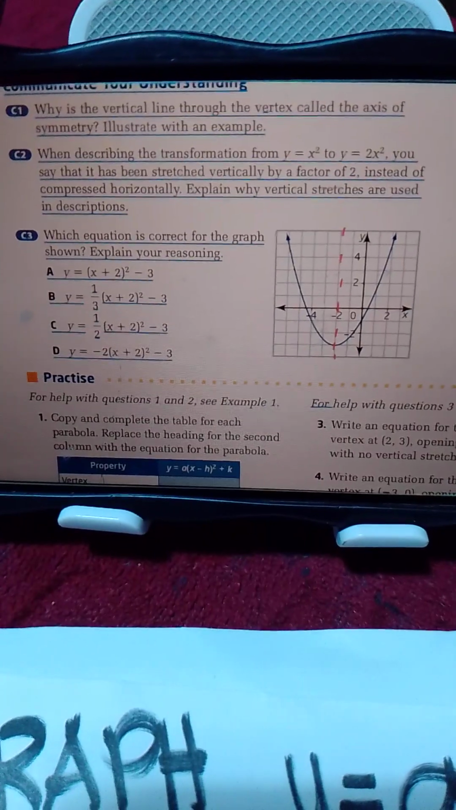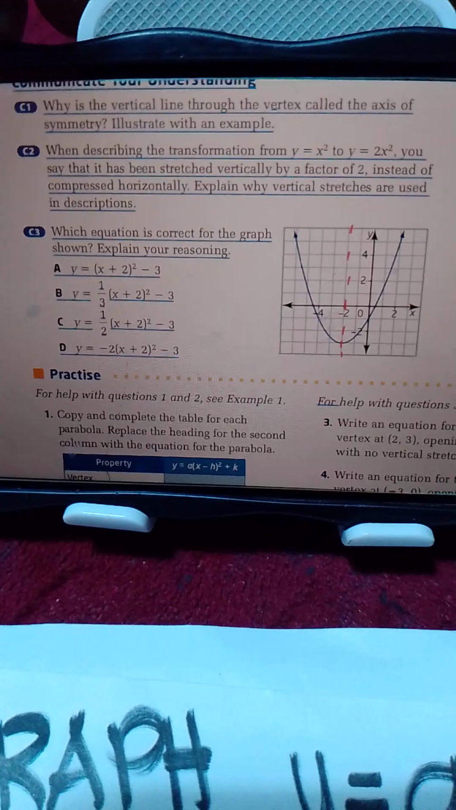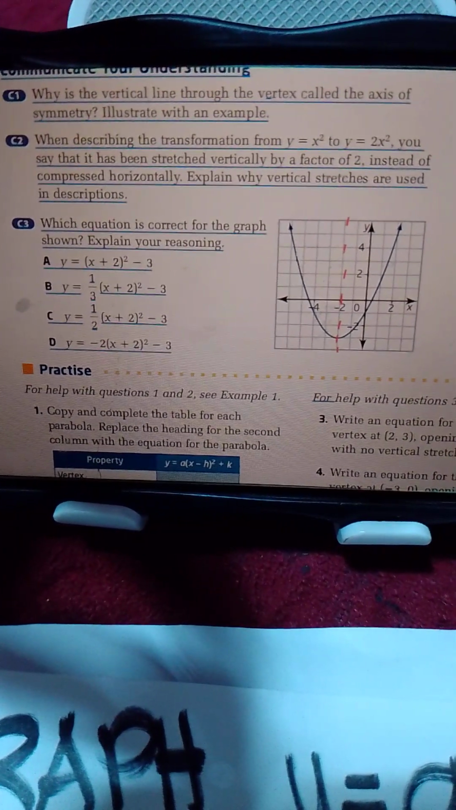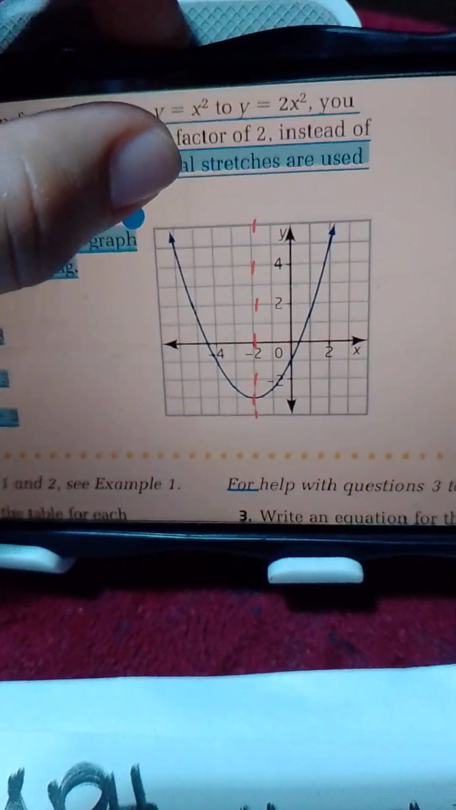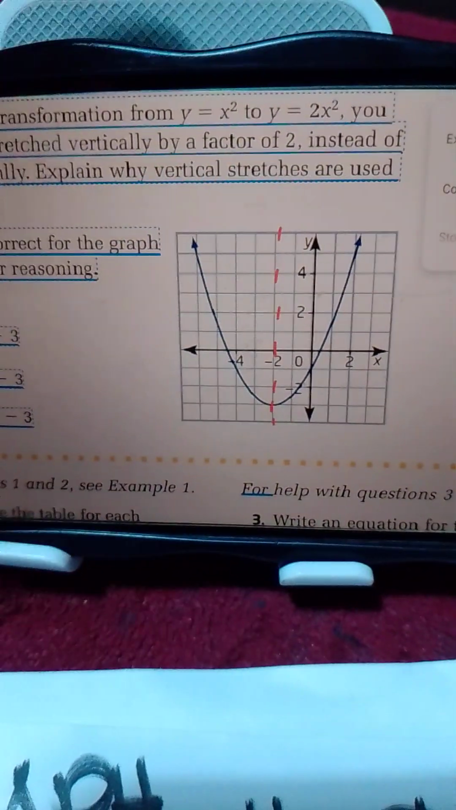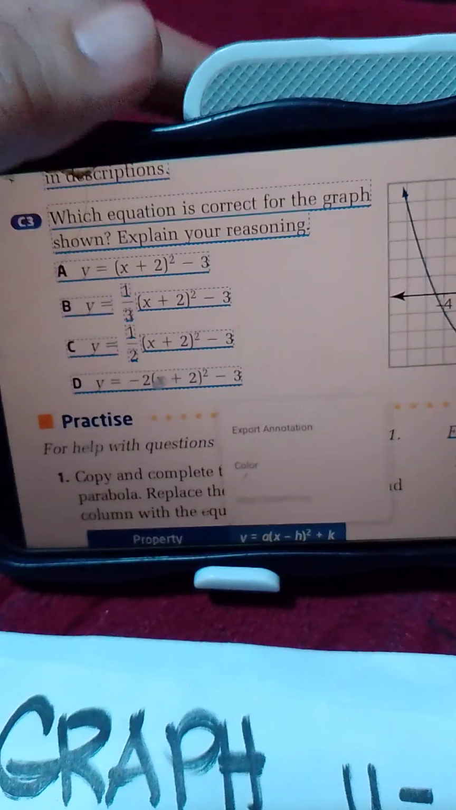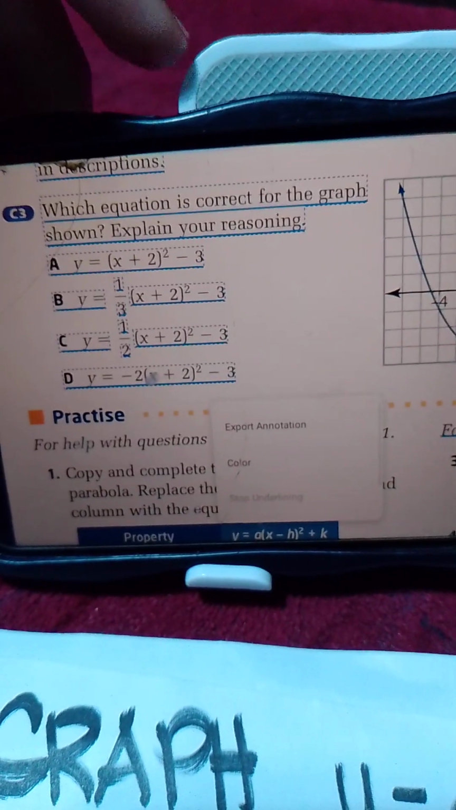Proceed to number 3. Which equation is correct for the graph shown? Explain your reasoning. So we have here a graph, and we are tasked to find the correct equation of this graph.